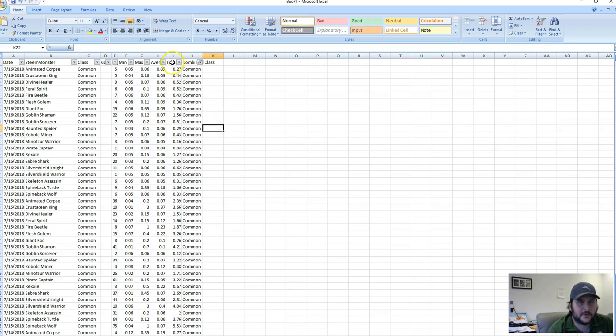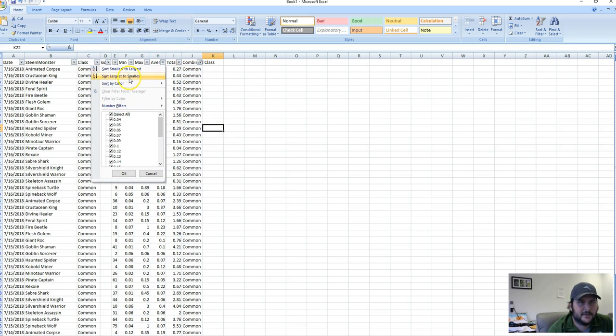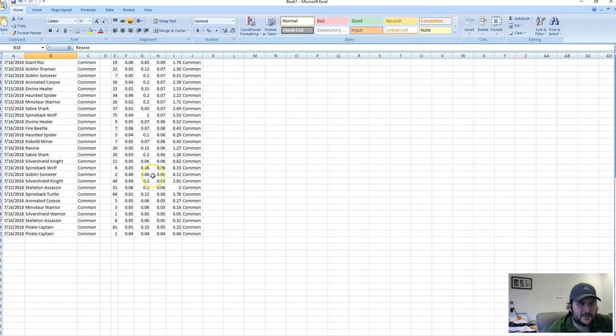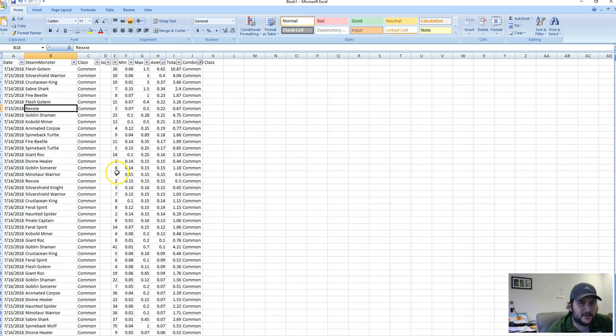And we can sort by. You can see that it's the Flesh Golem, the Silver Shield Warrior, Crustacean King, Saber Shark, Fire Beetle, Flesh Golem again, Rexes, and most of the commons are going for a lot less, but these top 10 or so, for whatever reason, people are snatching them up, and have driven the prices higher, it seems.